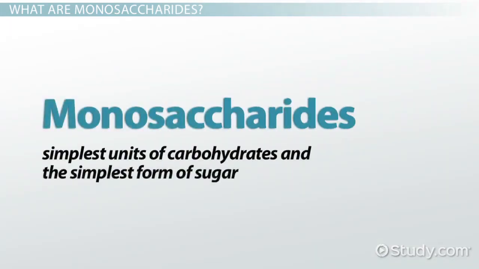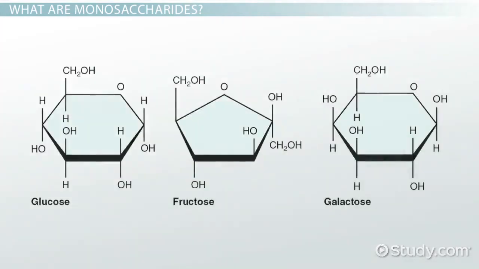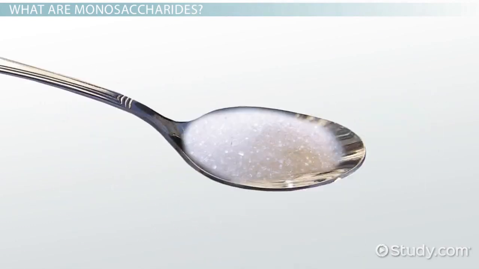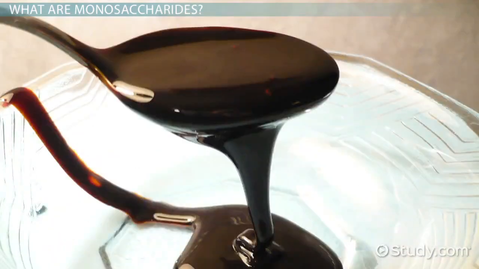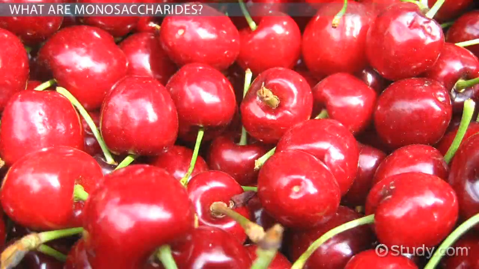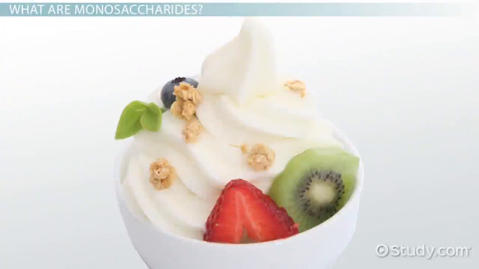Monosaccharides are the simplest units of carbohydrates and the simplest form of sugar. They are the building blocks of more complex carbohydrates such as disaccharides and polysaccharides. Physically, they are usually colorless, can dissolve in water, and have the appearance of a crystal-like substance. Molasses has a high content of the monosaccharide glucose. Cherries contain the monosaccharide fructose, and yogurt contains the monosaccharide galactose.